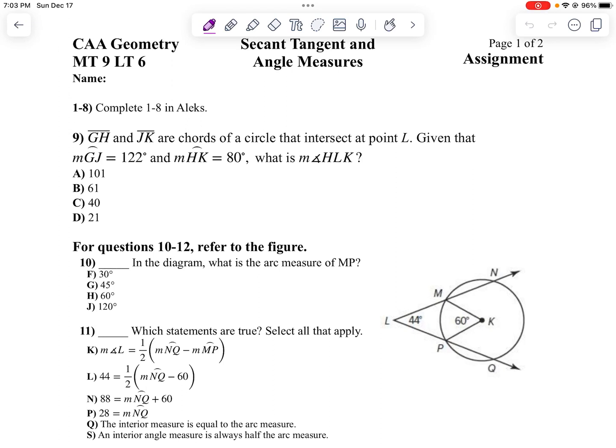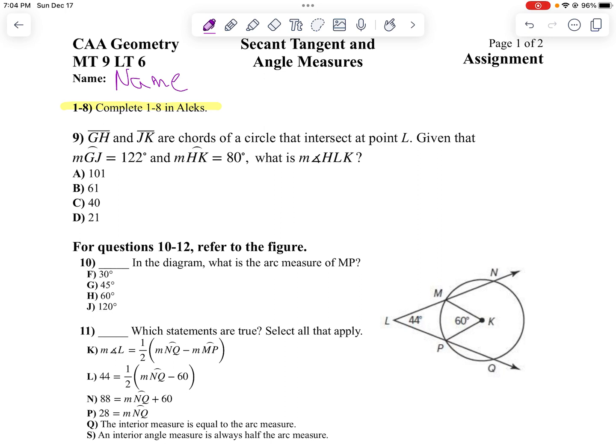Let's review your MT9 LT6 assignment. Before we start, don't forget your name. Make sure you do questions 1 through 8, either before you do the paper assignment or after. It doesn't really matter.